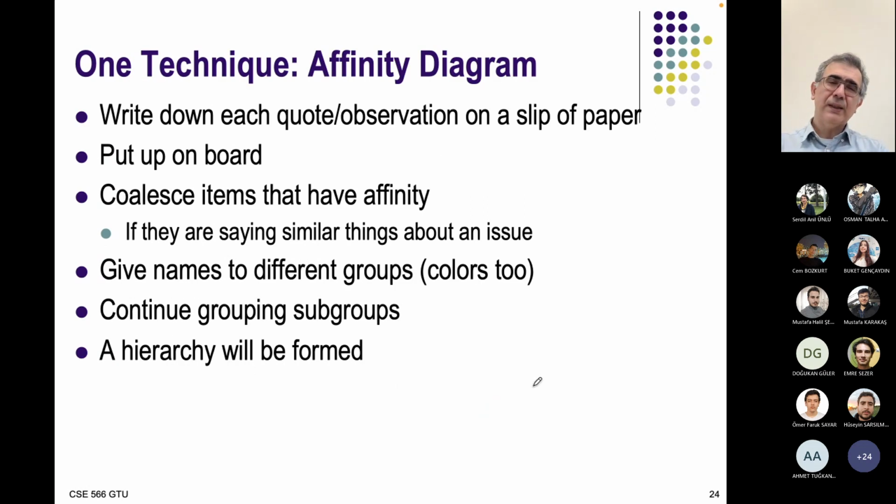So one important strategy is what we name the affinity diagram. That is putting what we know and then organizing it on the board or somewhere on the table. So write down each observation, each thing that you come up with or remember, on a small paper, put it on the table and group them based on their relation. Give names to the groups, so that will create a hierarchy. That hierarchy will be used to design the application with these notions.